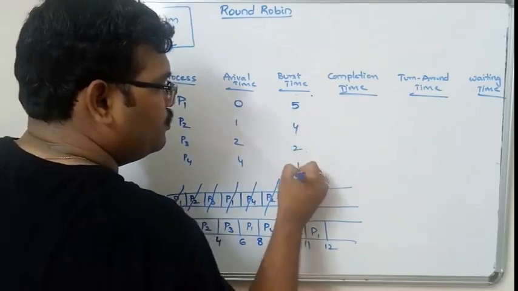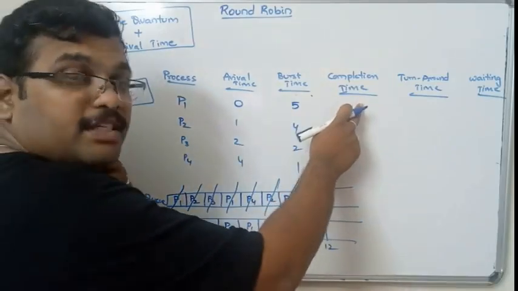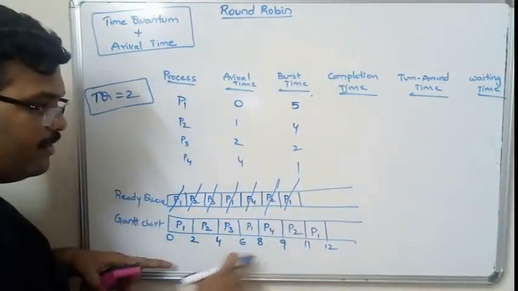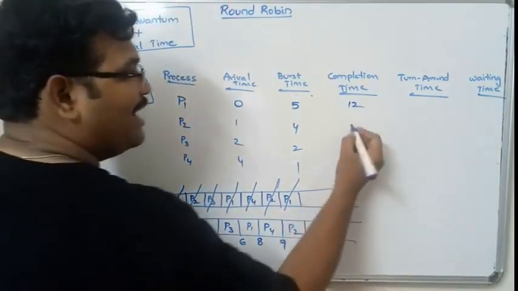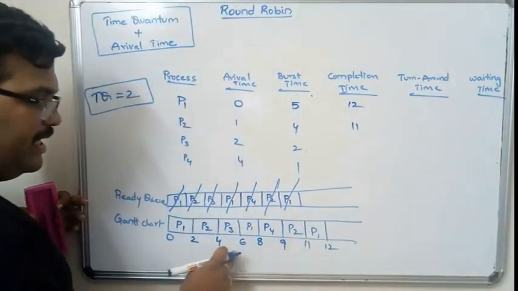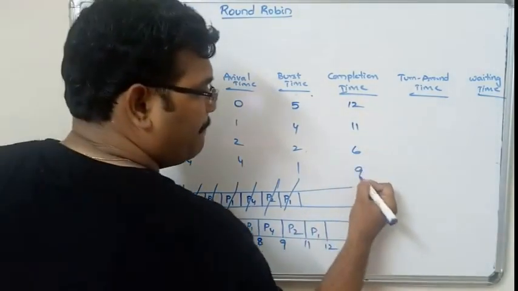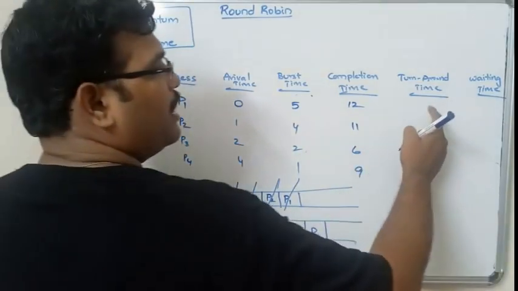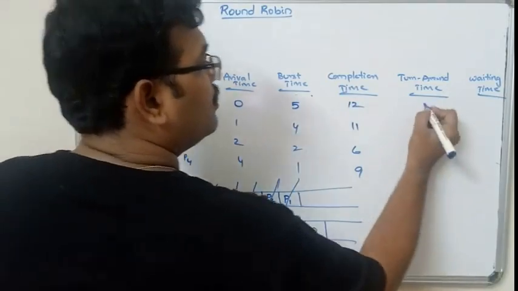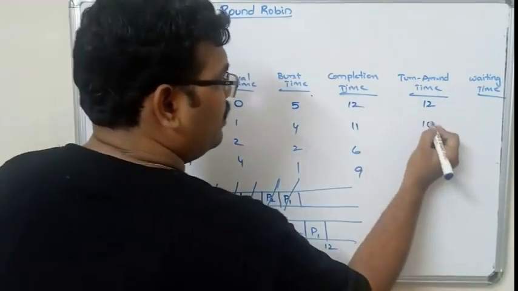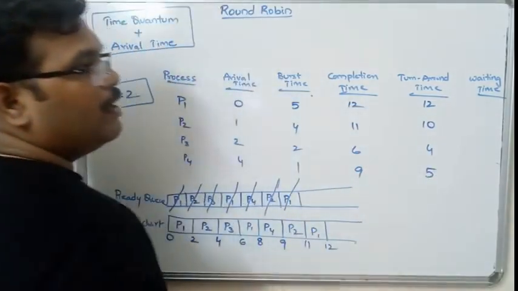5, 4, 2, 1. Now completion time. See here the completion time. The completion time of P1 is 12. Completion time of P2 is 11. Completion time of P3 is 6. The completion time of P4 is 9. Turnaround time means completion time minus arrival time. 12 minus 0, 12. 11 minus 1, it's 10. 6 minus 2, it's 4. 9 minus 4, it's 5.